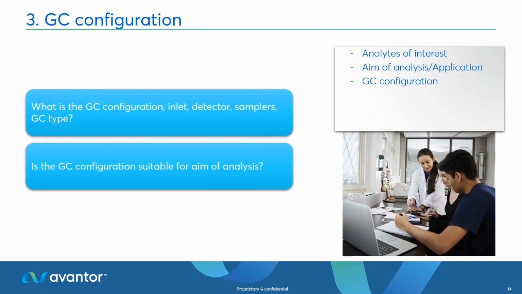So for your GC configuration, what is it? And what inlet, what detector, samplers do you actually have? And is this suitable for what you're trying to achieve?